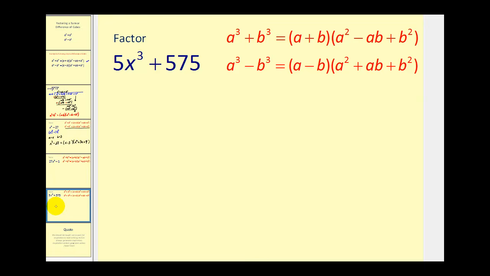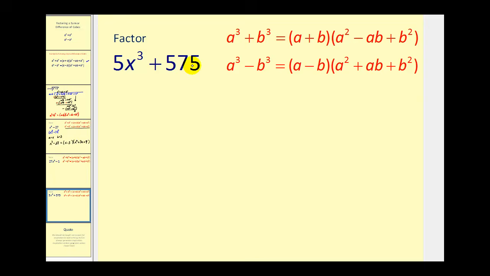Again, the first step is to verify that we do have a sum or difference of cubes. But the problem here is that 5x cubed does not have three equal factors. But we're actually asking the wrong question. Remember, the first step in any factoring problem is to look for the greatest common factor. And these two terms do have a common factor of 5. It's extremely important that we never forget about the first step in factoring, which is look for the greatest common factor. Let's go ahead and factor the 5 out.